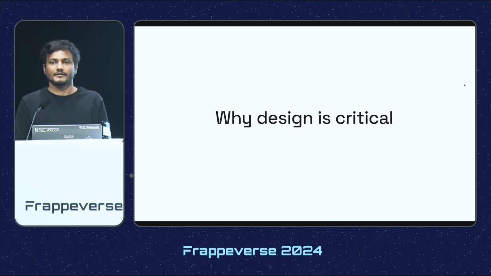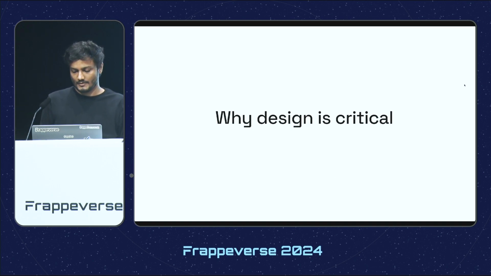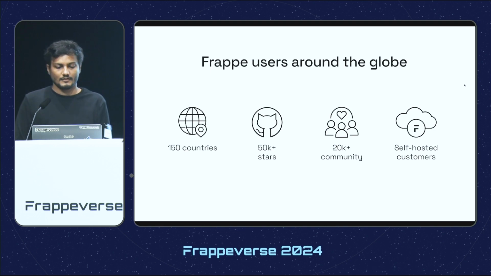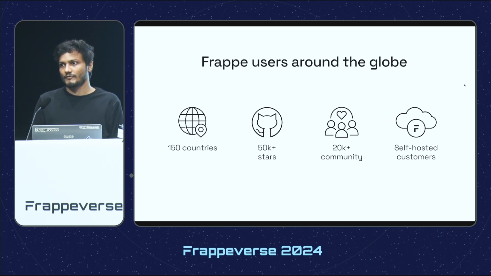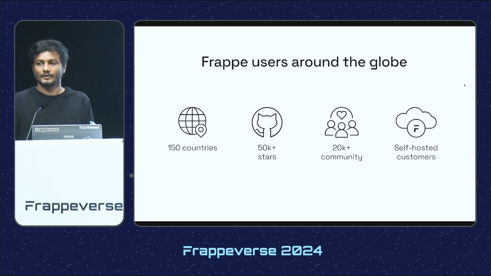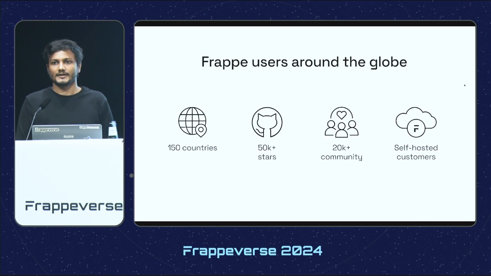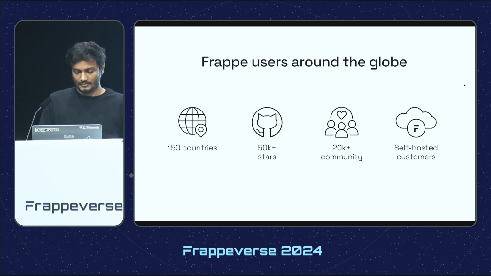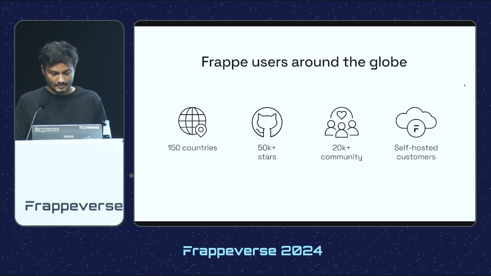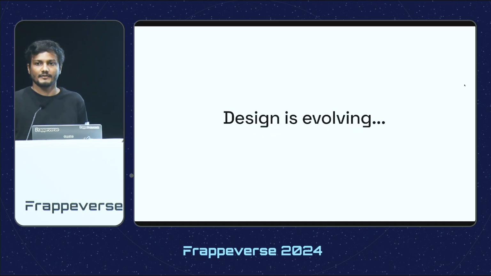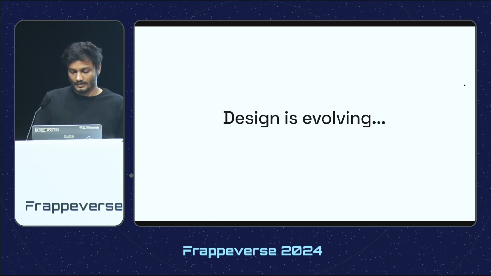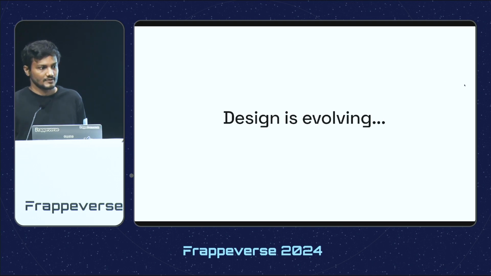So why design is critical at Frappe? Today, tens of thousands of users around 150 plus countries use the Frappe ecosystem of apps. And with such a wide global reach, design becomes a primary concern. It is the first point of interaction that you as a customer have with us. So there's countless other customers which we have with us. And so at Frappe, while our design ethos remains the same, we are continuously evolving our design language.